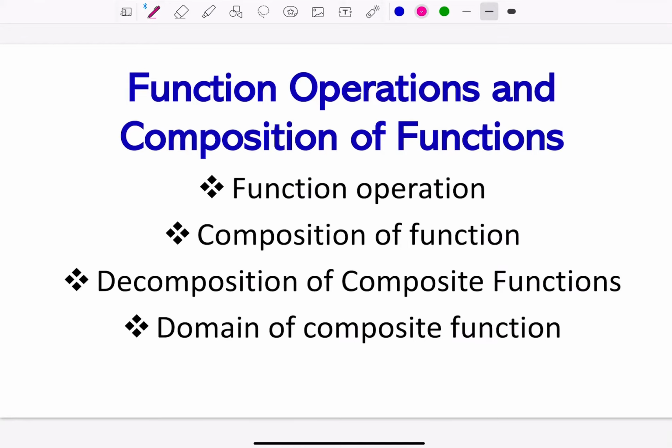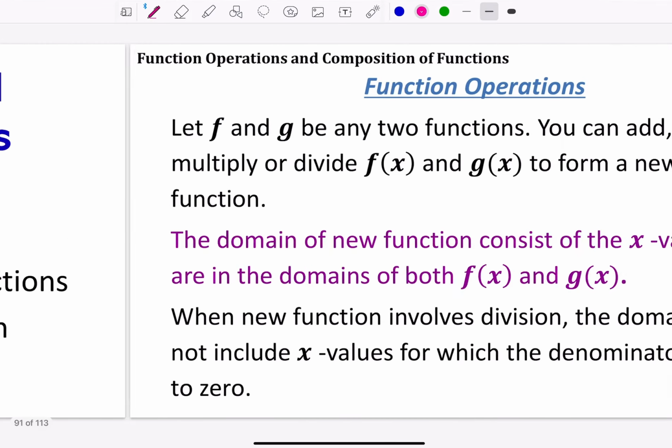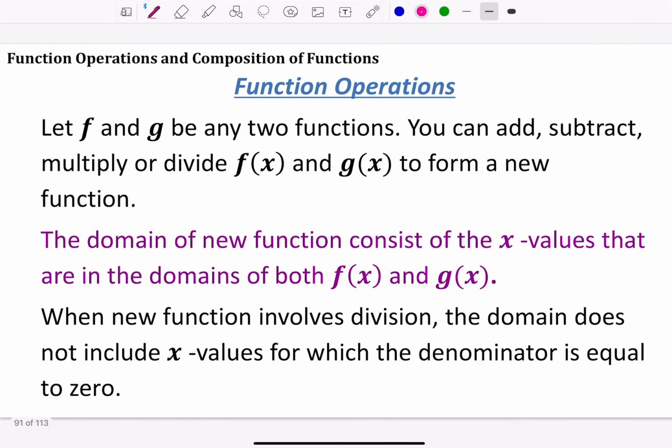Today we are going to discuss algebra of functions as well as function composition. So if f and g are any two functions, we can add, subtract, multiply, or divide them just like the way we can do two polynomials.